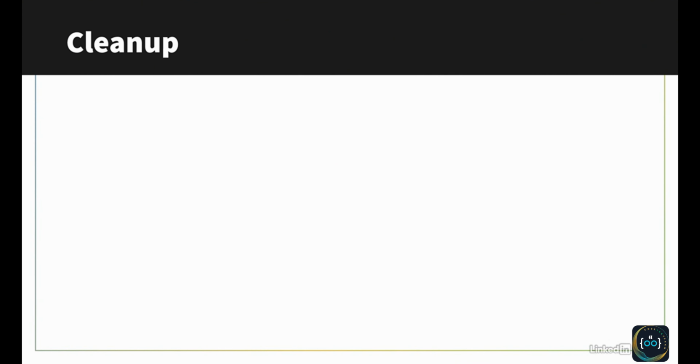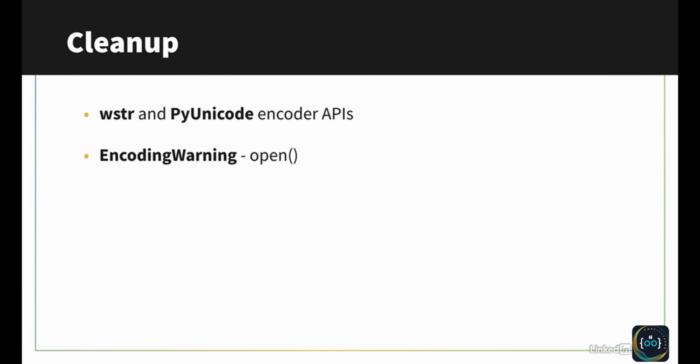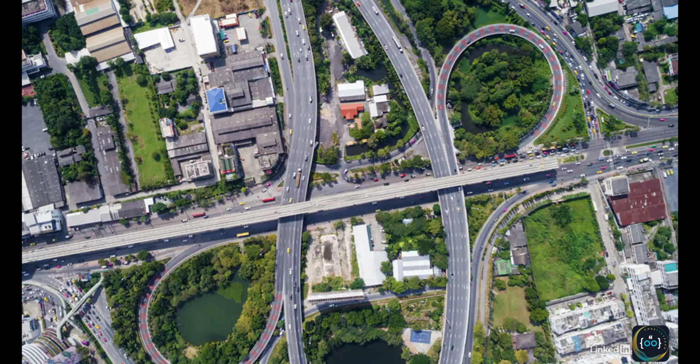Some cleanup of deprecated Unicode APIs is happening, or is planned to happen, with the removal of wstr and the PyUnicode encoder APIs by Python 3.12. Additionally, a new encoding warning has been added for when the encoding of a file is not specified when using the open function. So those were the highlights from a bird's eye view.